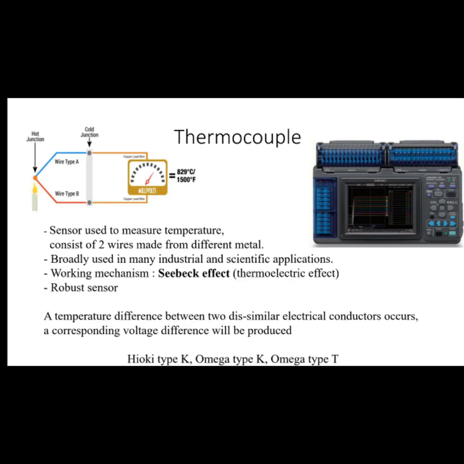Next is the main apparatus that will be used during the experiment, which is the thermocouple. Thermocouples are a very common temperature sensor in process. Thermocouples have a few benefits that make them widely used. They can be used to measure very high temperatures. Besides, the thermocouple is also a very robust sensor, so it does not break easily. The main working mechanism is the Seebeck effect.